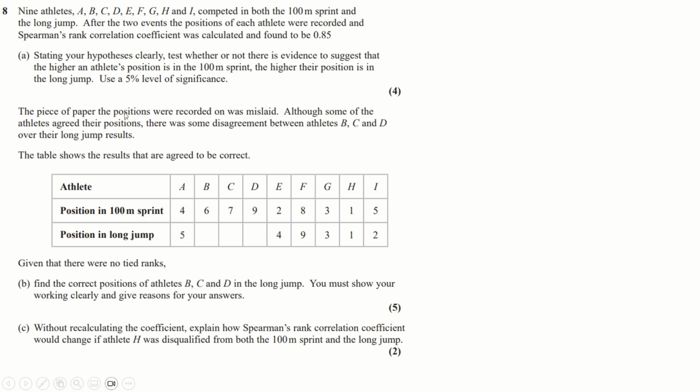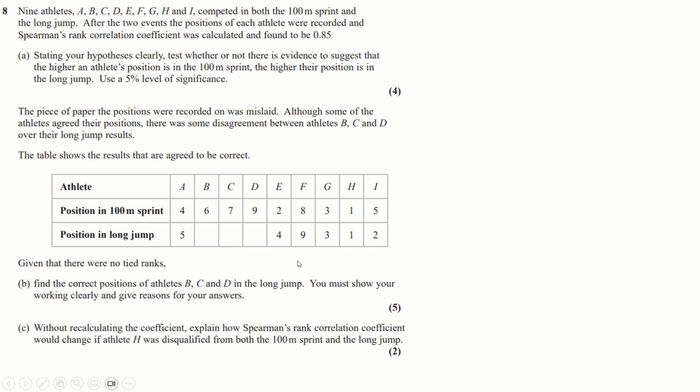Next, then, the piece of paper with the positions was mislaid. So it's another one where we're working with incomplete information in some ridiculous scenario. Anyway, there's disagreement between athletes B, C, and D because apparently they can't remember where they came in the rankings, or they're just trying to pull a fast one. Who knows? Now, apparently somehow we know that there were no tied ranks. I don't know how we know that information, but it's told us there. So we're going to have to figure out where these positions were.